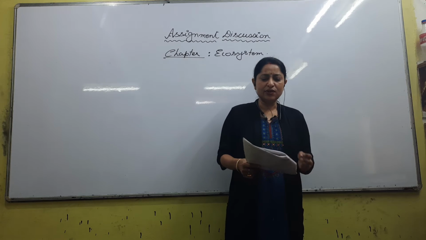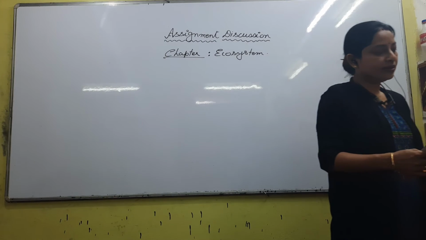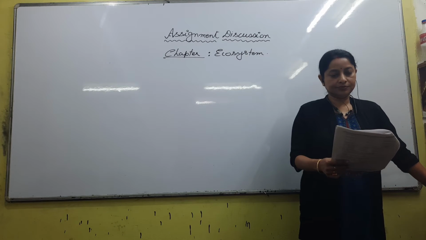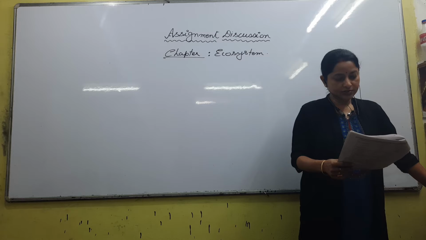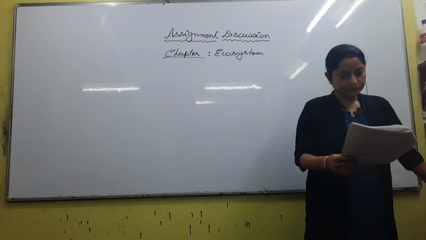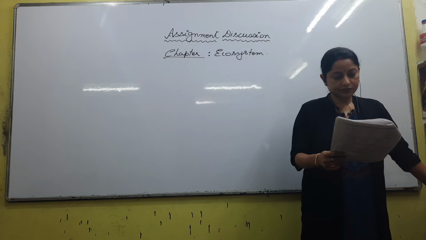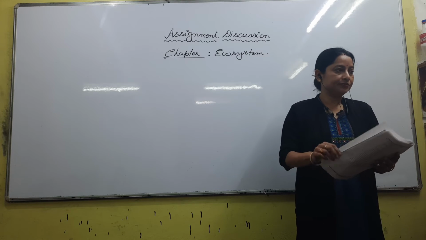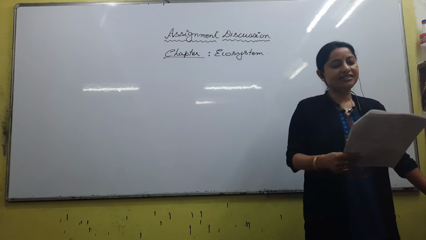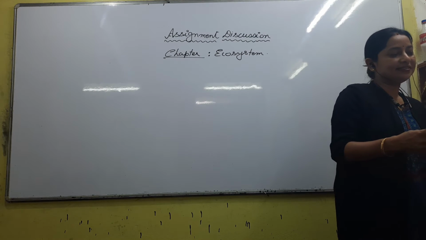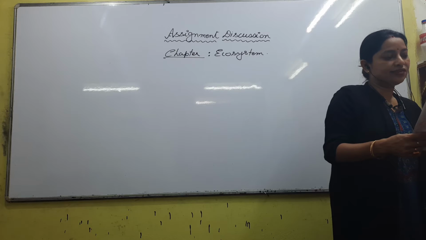Okay, question number 79, phosphorus cycle. It is A. Question number 80, C. Question number 81. All the above. 82, snakes. 83.